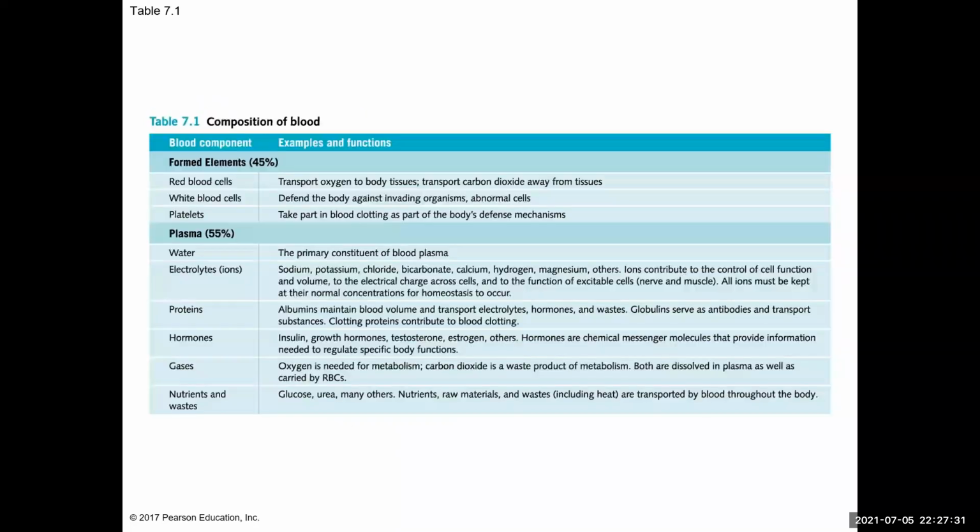Here's a table that comes from your book showing those formed elements, the percentages they make up, and the different functions of those elements. We're going to continue to talk about these functions of red blood cells, white blood cells, etc., as we move through chapter 7 and chapter 8.